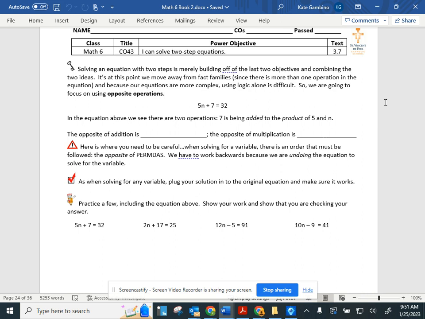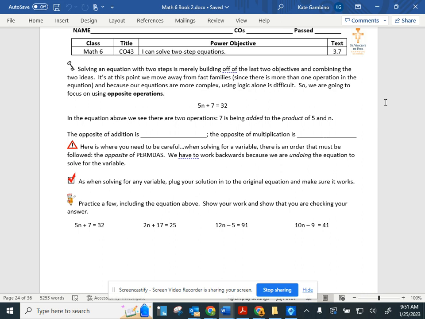So it's super important that we pay attention because there is a specific way that we have to solve these problems. So don't just jump in and say, oh, I know the multiplying and dividing and I know the adding and subtracting. We have to follow a certain order. So solving an equation with two steps is merely building off the last two objectives and combining the two ideas. So we have to pay attention to how we combine them.